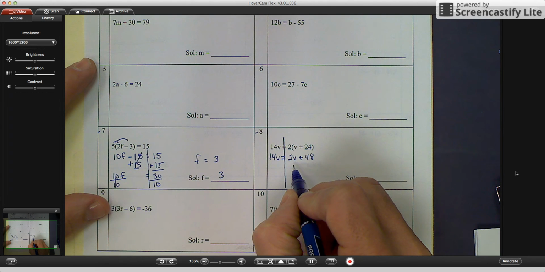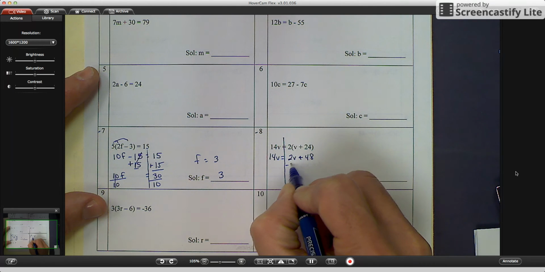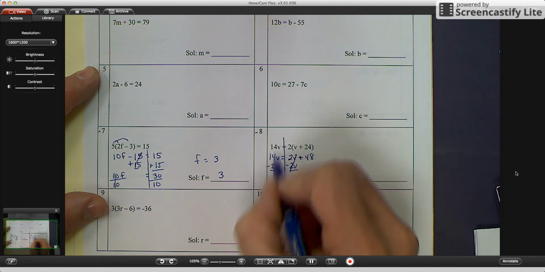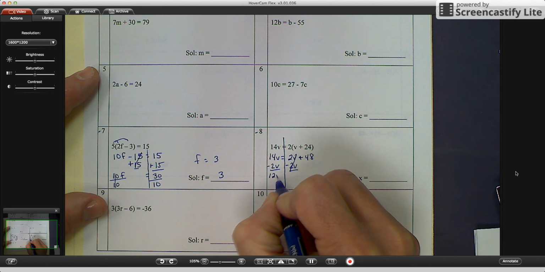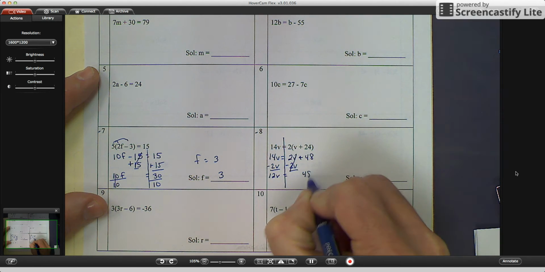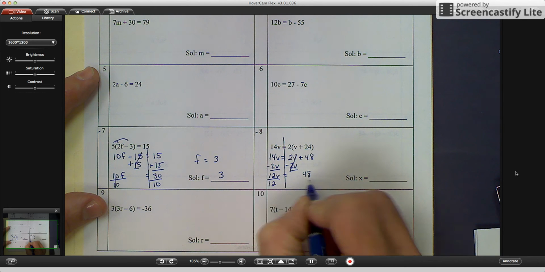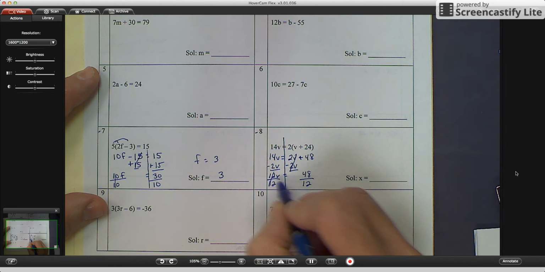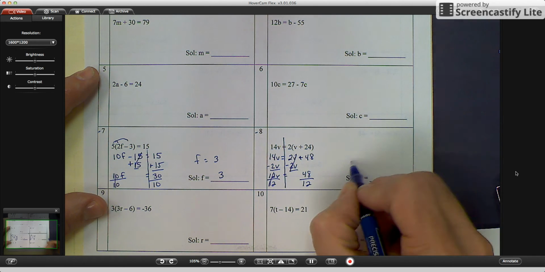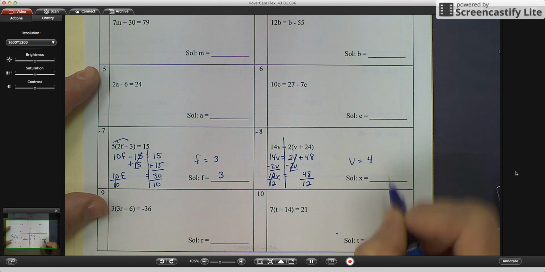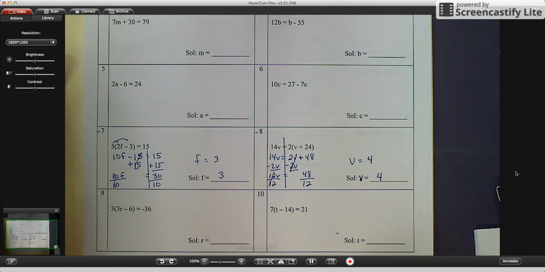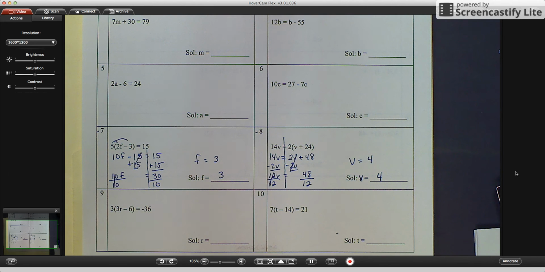Then it says isolate my variables and constants by using addition or subtraction. So I'm going to subtract 2v here, subtract 2v there. They cancel out. 14v minus 2v would be 12v is equal to 48. Then I'm going to divide by 12 because I want to solve for my variable. And you get v equals 48 divided by 12. V would equal 4. This should say v right here. Equals 4. And I will make that correction so that you have that on your sheet.